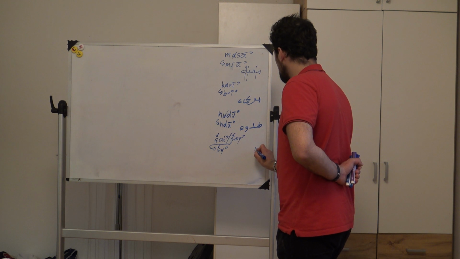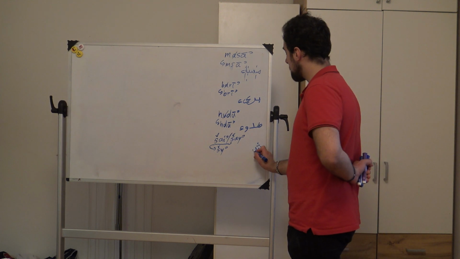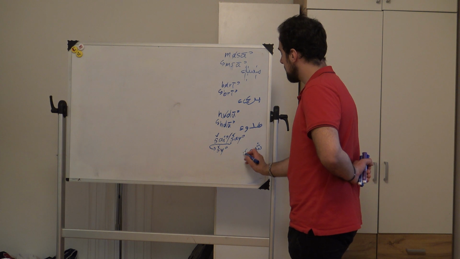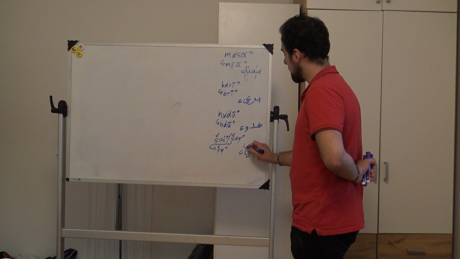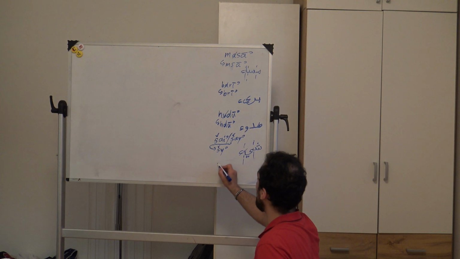Sh with the letter Sheen, Y with the letter Ya, and the Hamza with the letter Hamza. 3 independent consonants. Simple. And the last example, Baw.